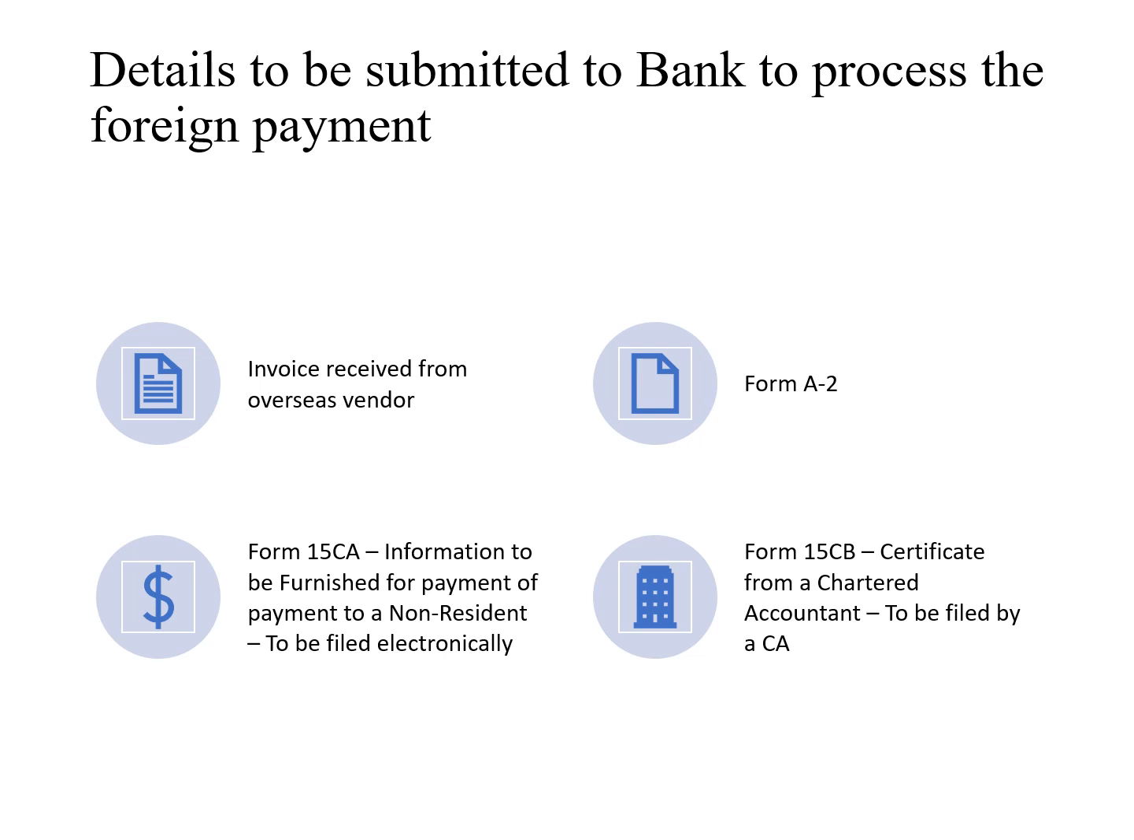Now, what are the details required to submit to the bank to process foreign payments? The invoice, which you receive from the overseas vendor, Form A2, Form 15CA, which you are required to file electronically, and Form 15CB, which is required to be filed by a chartered accountant on your behalf. So all these documents are required to make a payment to an overseas vendor.